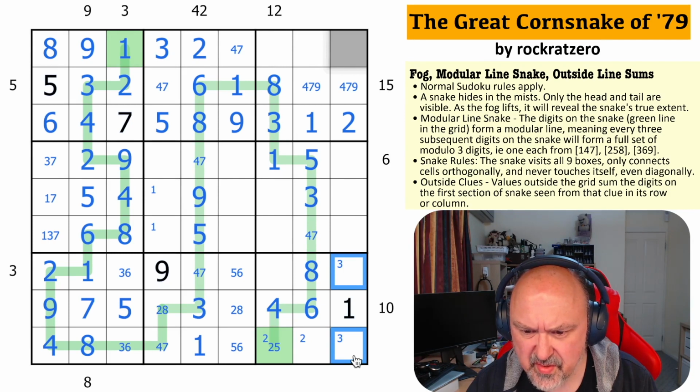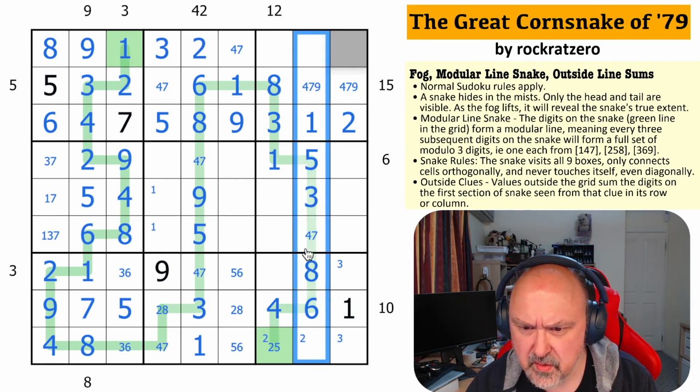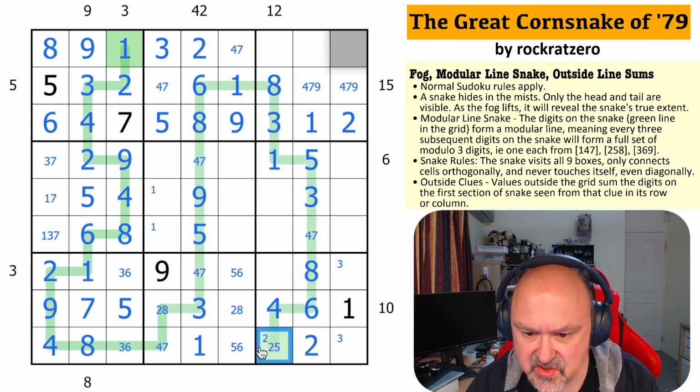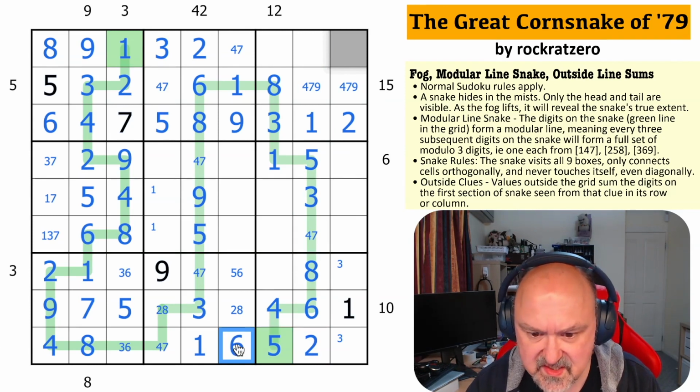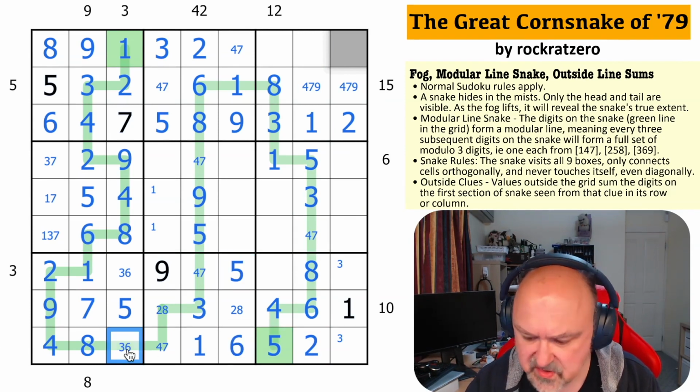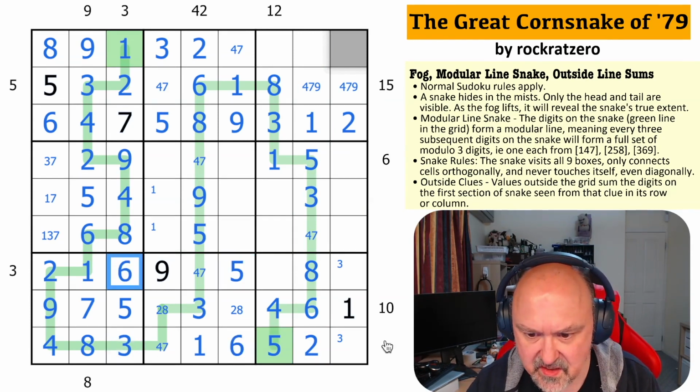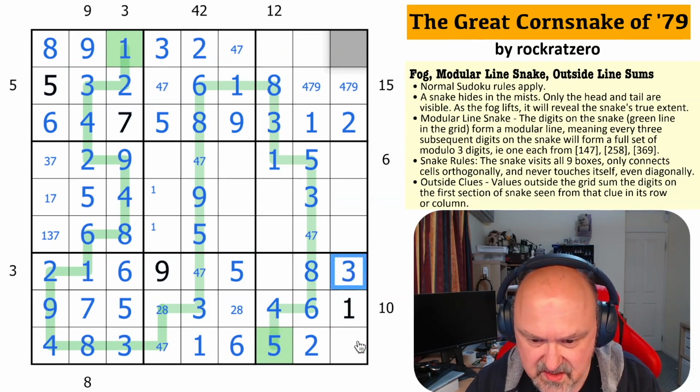No, that's not that helpful. I've got to put a 2 in this column somewhere though. I can't put it in this box and I can't put it there by modularity. So that is a 2, this is a 5, which makes this a 6, which makes this a 5. The 6 looks over, making that 3 and that 6. The 3 looks back, meaning that's not the 3, this is the 3.